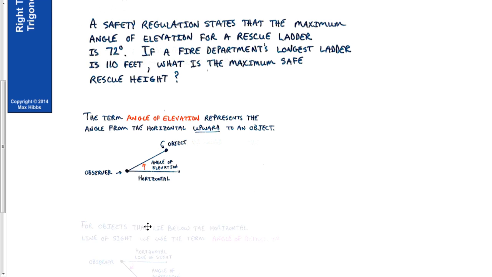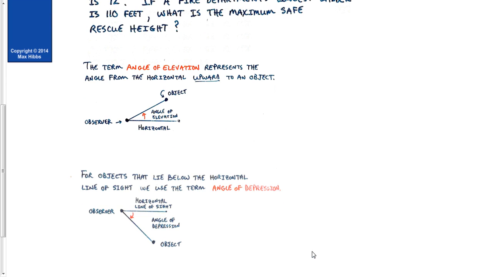Now there's also a term called angle of depression. For objects that lie below the horizontal line of sight, now it may be up in the air, but we're thinking of the observer looking horizontally. If the object is below the observer or this horizontal sight line, then we call that angle the angle of depression. Okay, so if it's going up, it's angle of elevation. If it's going down, it's angle of depression.